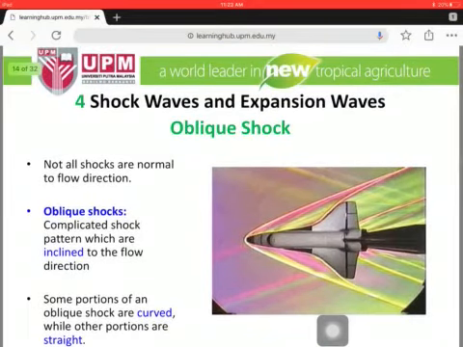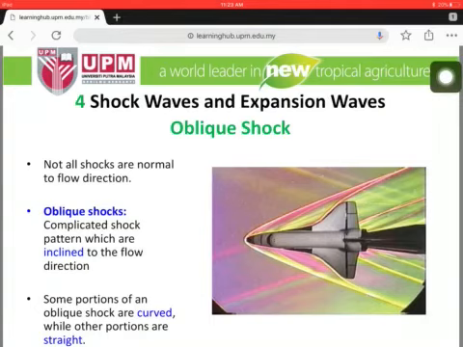Okay, now we learn about a new type of shock, oblique shock. What is oblique shock? Most cases we will have oblique shock instead of normal shock, because we have a complex shape. For example, like this rocket, the shape of this rocket will cause shock. And if you look at this line around the rocket, that is the shock.